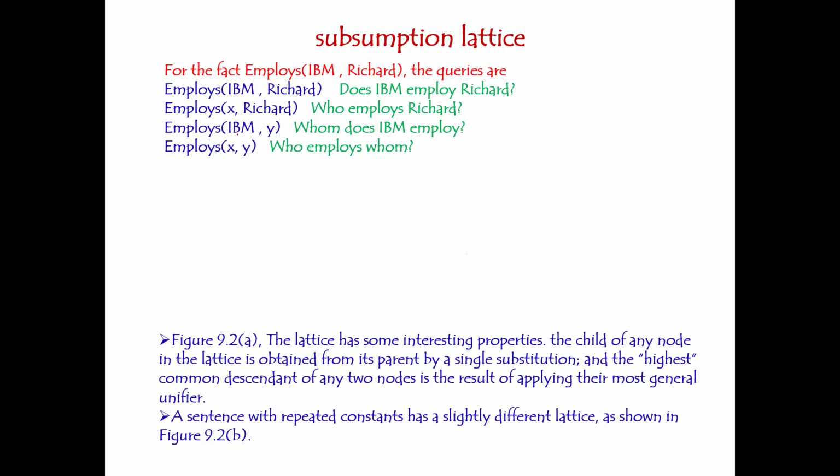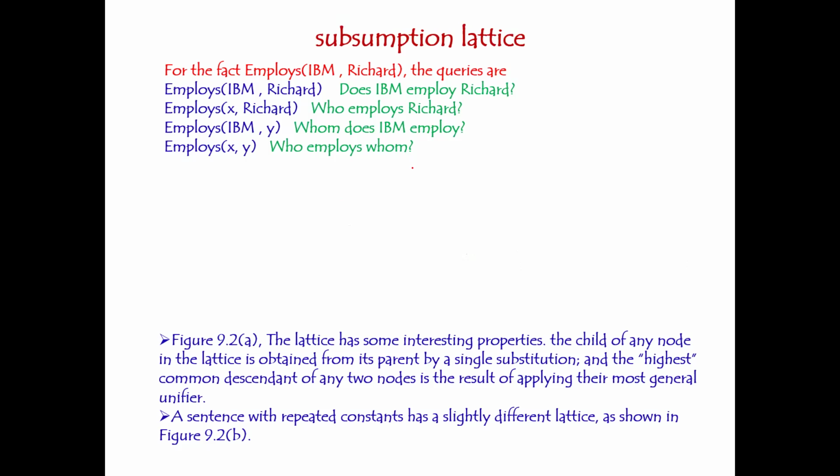Next, I am taking the substitution for the second constant, that is Richard. So my sentence becomes employees of IBM comma Y. How can I read this? I can read it as, whom does IBM employ? In the next step, I have already substituted for Richard, so now I will also substitute for IBM. So it becomes employees of X comma Y. This becomes, who employs whom? Okay, so for this, let us try to form a subsumption lattice.